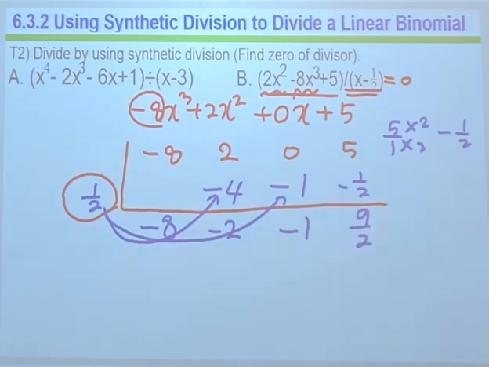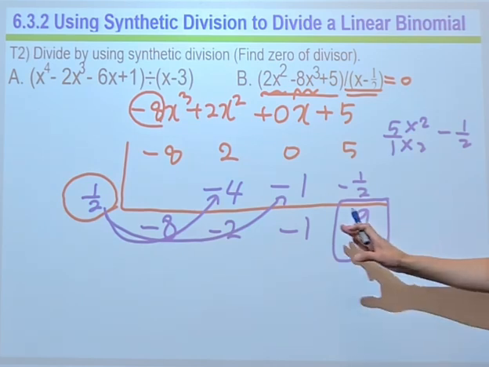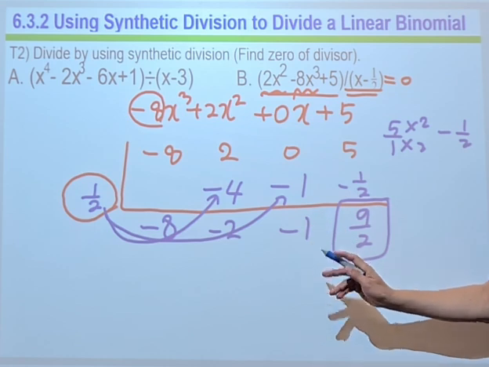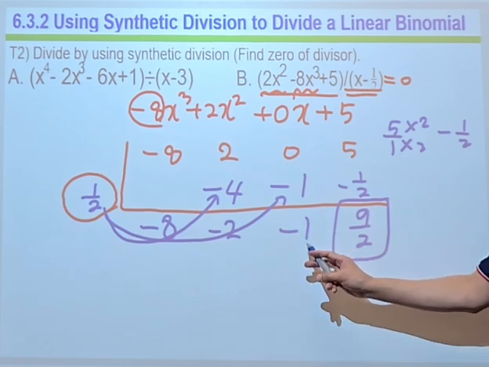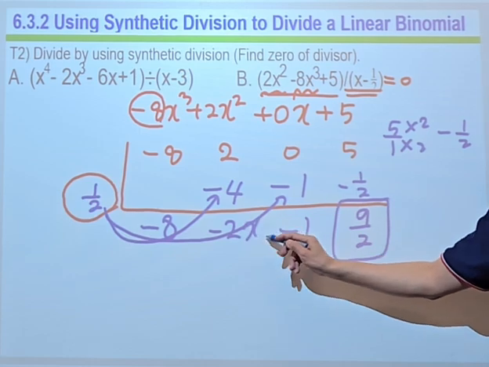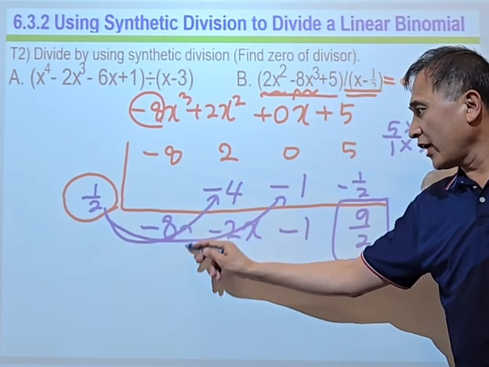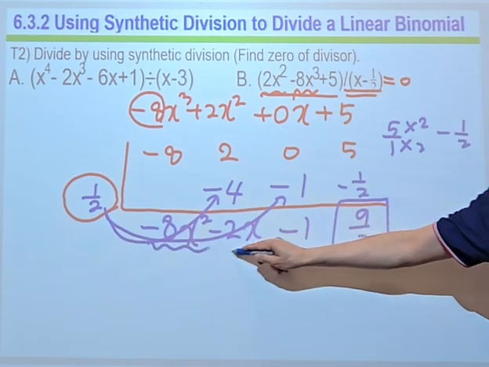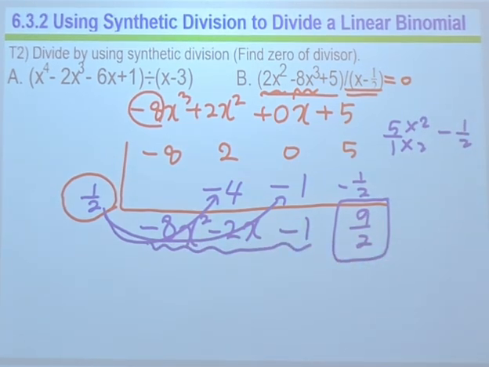Then all the time what? Box the last number, because that's the remainder. Okay? Now you need to put what? This is the constant number, and then in ascending order, this is the first degree, and this is the second degree. Everybody got it? And maybe underline it. Why? That's the quotient.